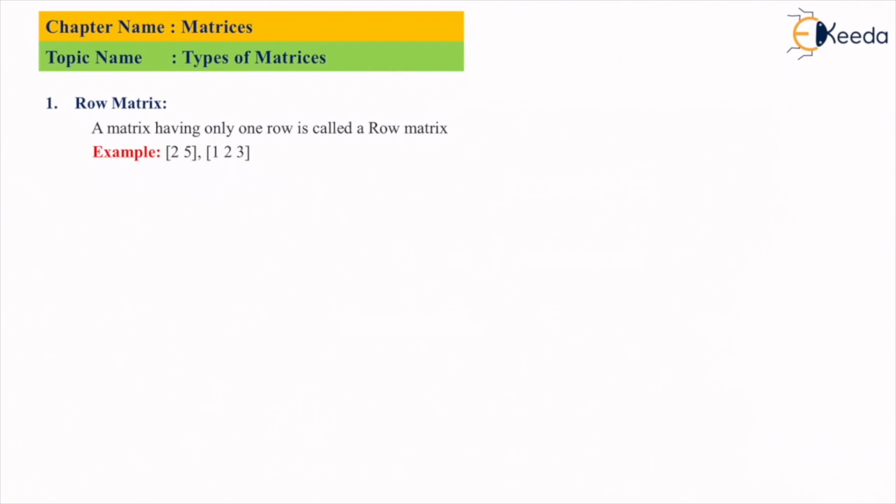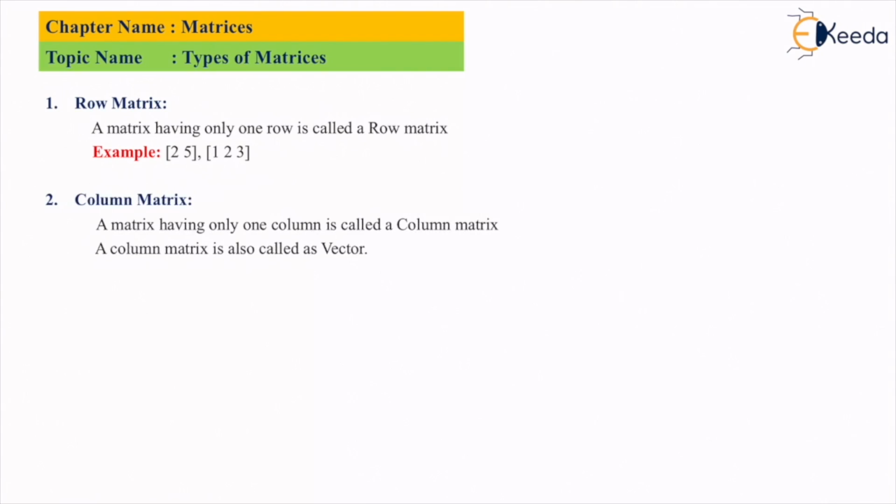I have a first matrix with elements 2 and 5, and another with elements 1, 2, 3. Both matrices have a single row. But if you see the columns, in the first matrix there are two columns and in the second matrix there are three columns. So a row matrix is a matrix which has one row.